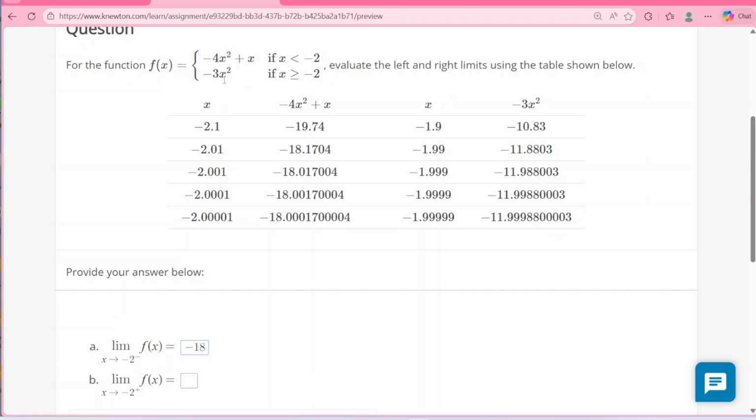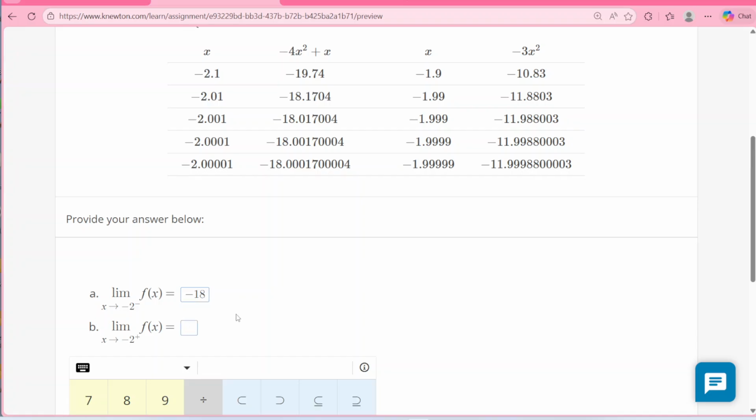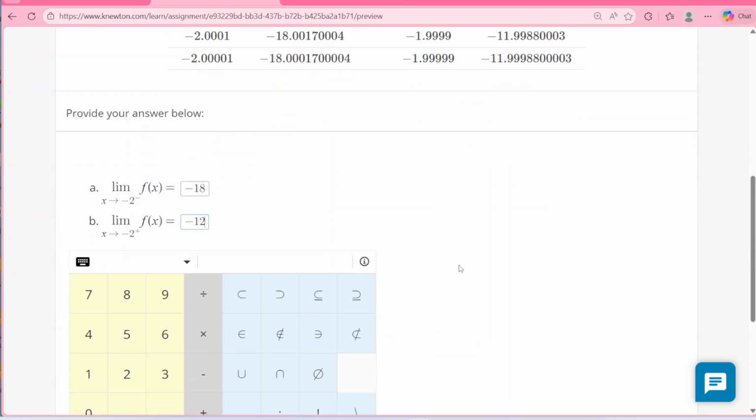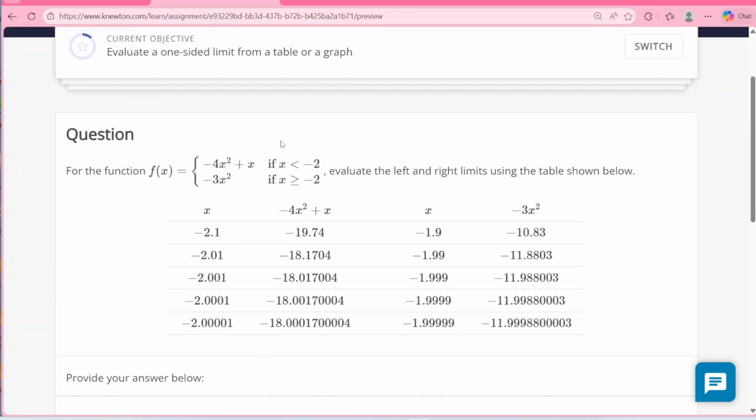That's because you're plugging things into that when x is greater than or equal to -2, and all these values are greater than -2. So those outputs are -10.83, -11.88, -11.9, -11.99, -11.999, right? Hopefully you can see and guess that the limit here is -12. It looks as though the outputs are approaching a value of -12. So that's what I put in that box. All right, so I'm going to submit this in a second. And I do want to show you how to graph piecewise functions in Desmos.